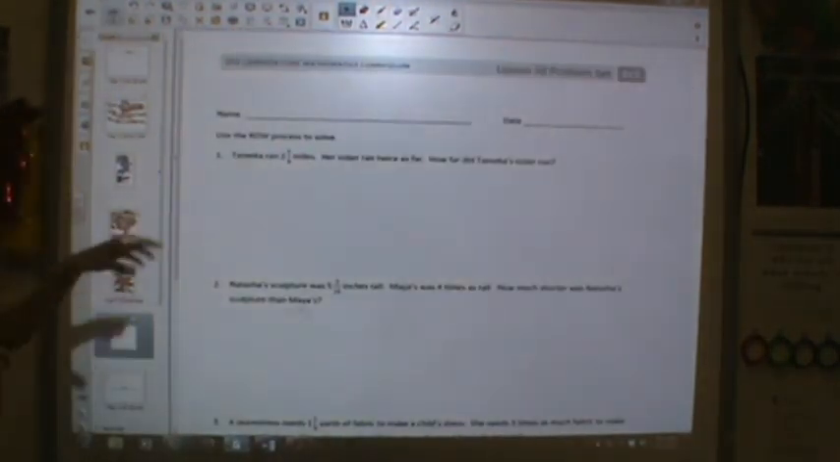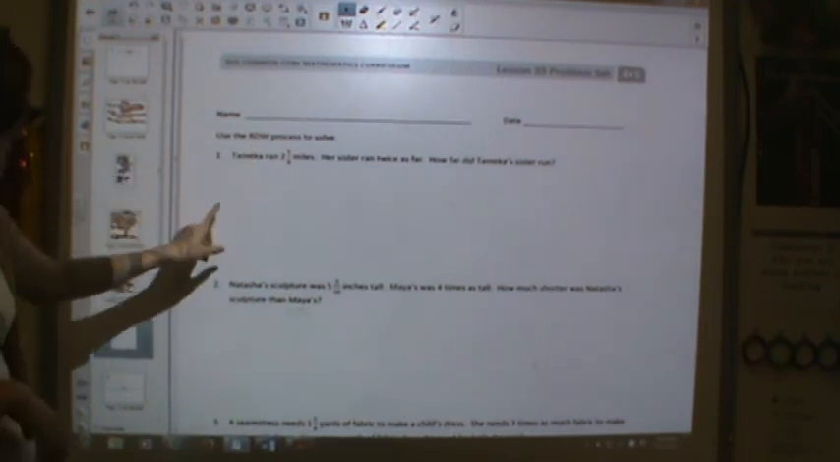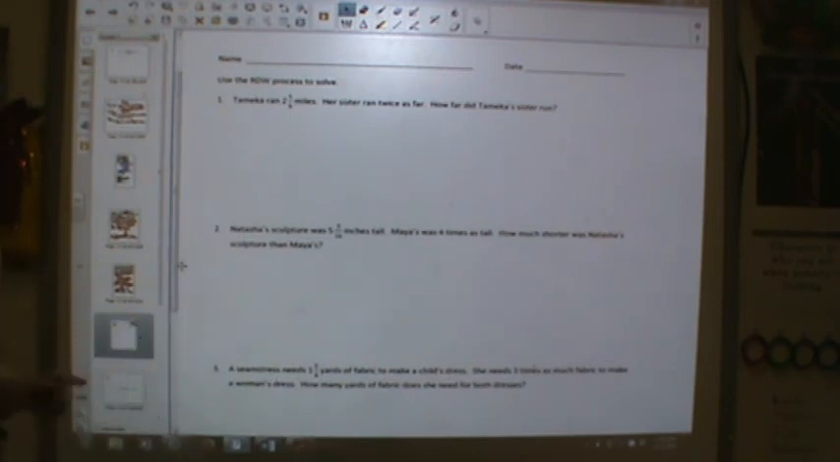Your homework tonight is to use the RWD process to solve these 3 problems. This is already on your worksheet, already given to you, so you don't have to recopy them. Keep up the hard work, and we will see you tomorrow.